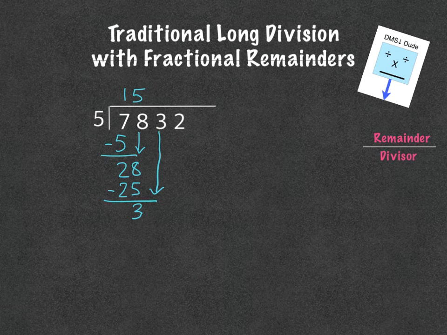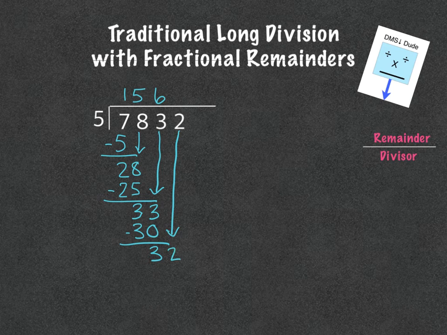Bring down my 3. How many times does 5 go into 33? It goes in 6 times. 6 times 5 is 30. Subtract and I get 3. Bring down my 2. How many times does 5 go into 32? It goes in 6 times. 6 times 5 is 30. Subtract and we get 2.